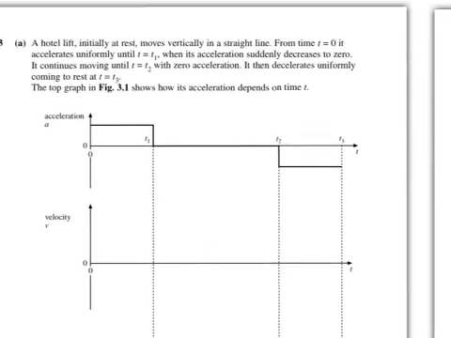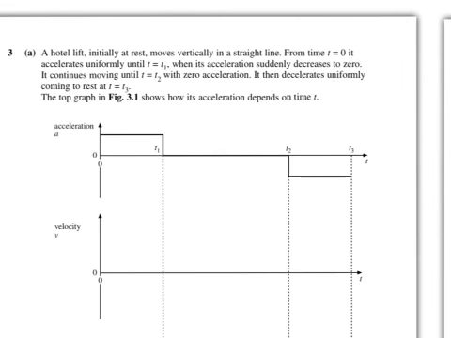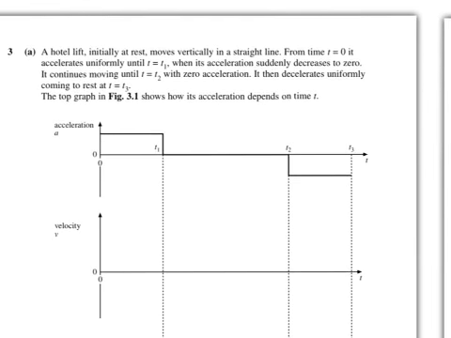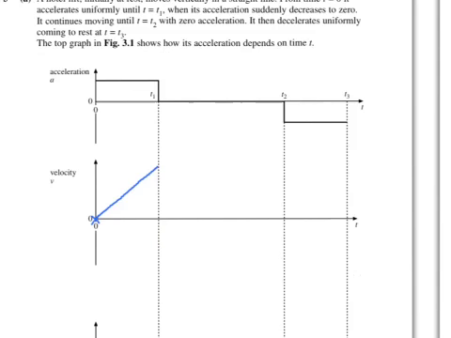Now, in the question it said it's initially at rest, so we're going to start down here, and we're going to then move in a vertical straight line, and the acceleration is constant to begin with here. So if it's a constant acceleration, then as time goes on, here's our time axis along here, the velocity is increasing. So that's just going to be a straight line up to here. So there we have it.